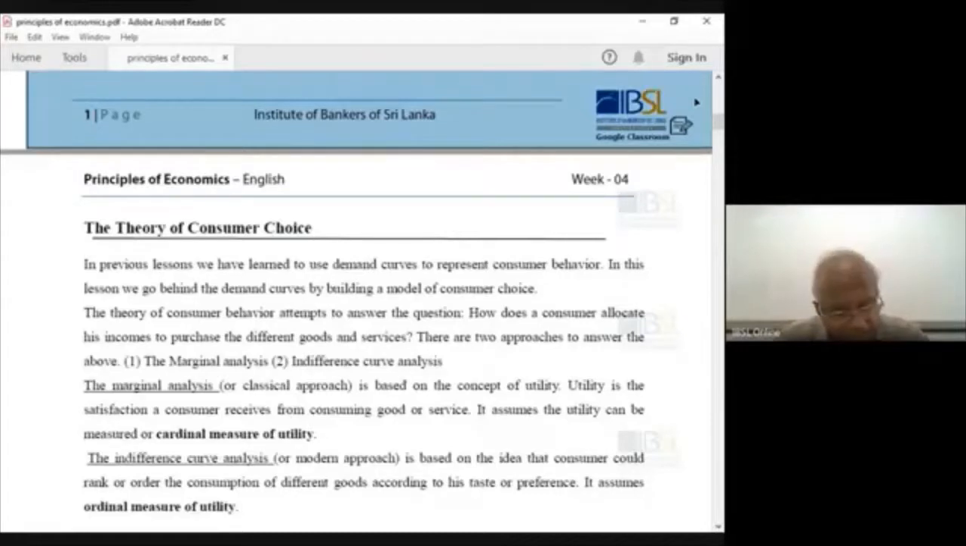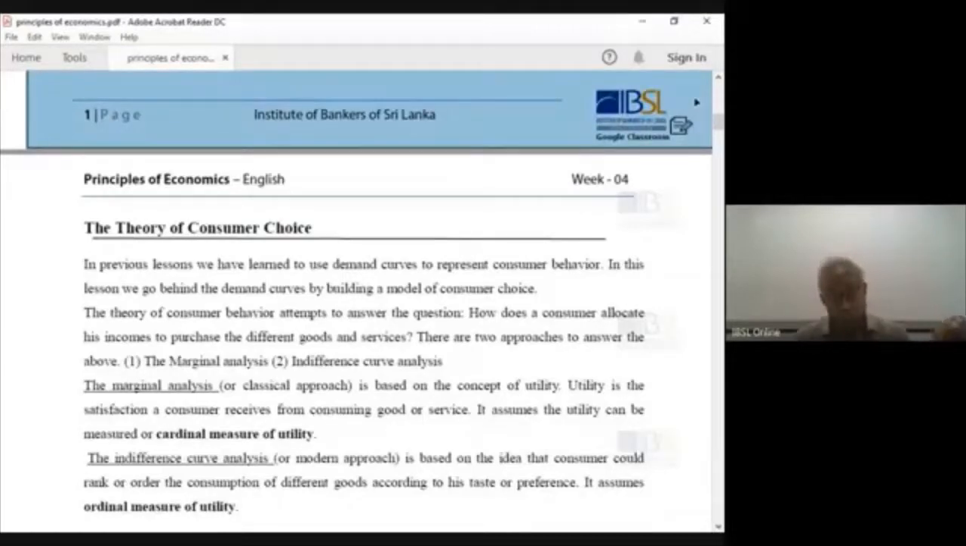In economics, the technical term for this satisfaction is utility. We consume to derive some utility. That is one important thing in this theory. What is utility? There are various definitions of utility, but generally we assume it is the satisfaction. Then the second question: can we measure utility?